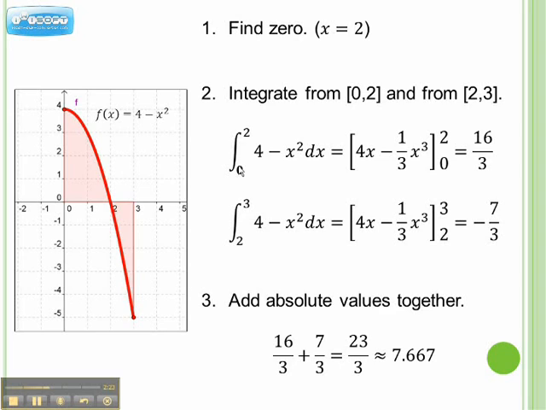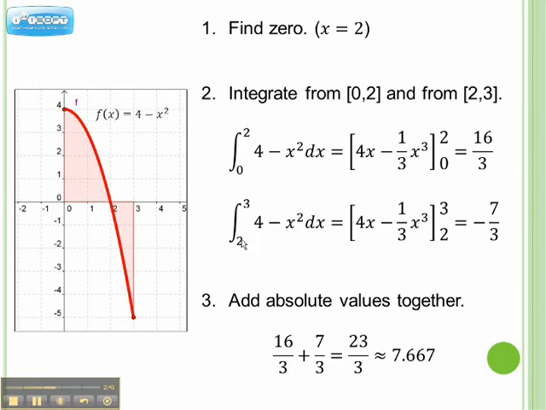So I have the integral here of 0 to 2 of 4 minus x squared dx. The antiderivative will be 4x minus 1/3 x to the third from 0 to 2. I put my upper in, my lower in, subtract them, I will get 16/3. That is the area of this top shaded region.